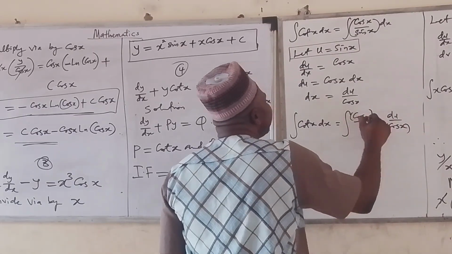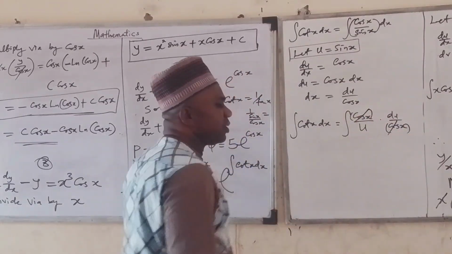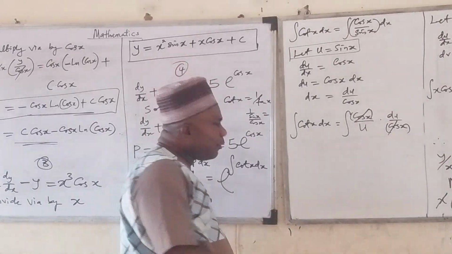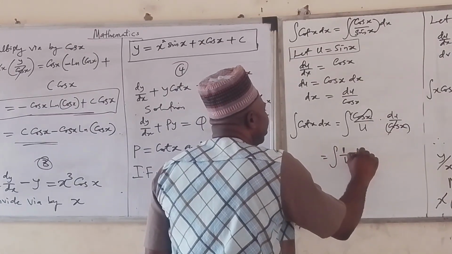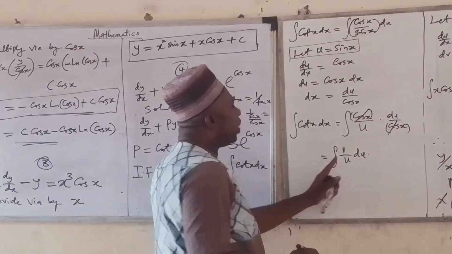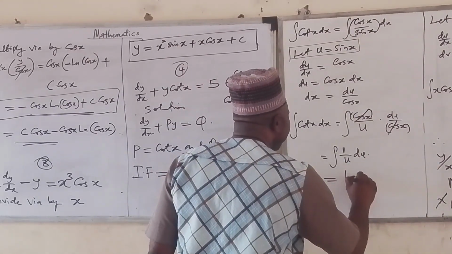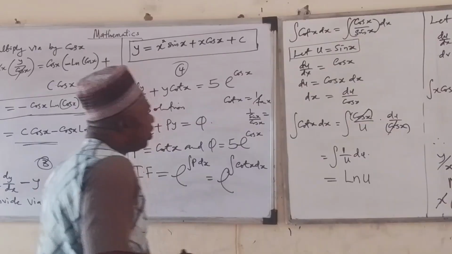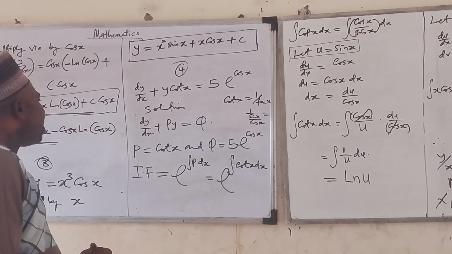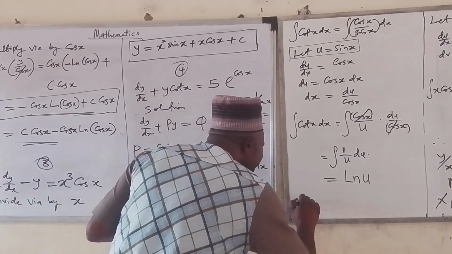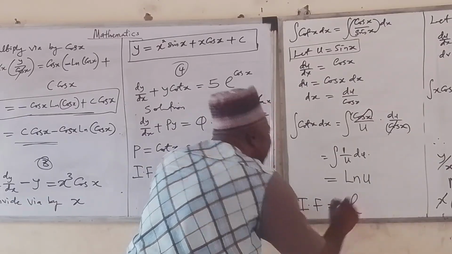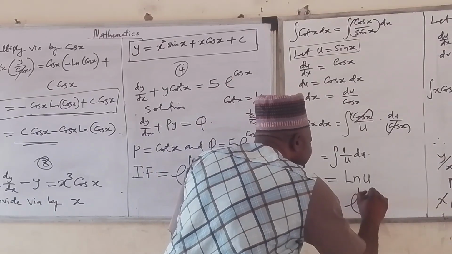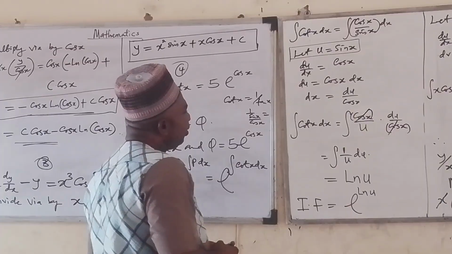So it means this cos x will go with this cos x. So here we'll be left with integral 1 all over u du. Now when you integrate 1 over u, it gives ln u. So it therefore means that the integrating factor, if, will be e raised to the power of ln u.